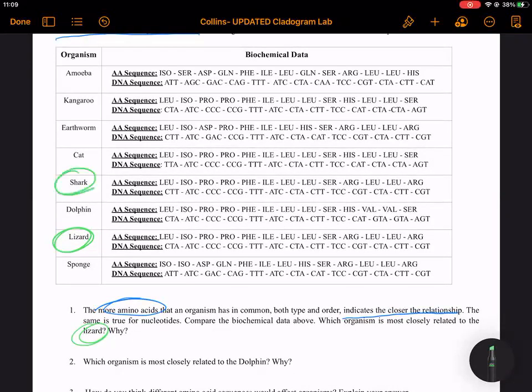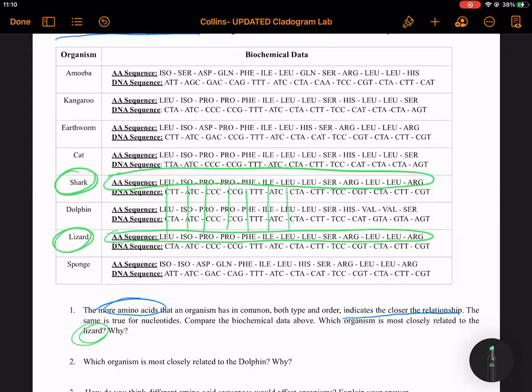Because they have the most amino acids. Right, so Ian says the shark because they have the most amino acids in common. So this one actually required you to look at the amino acid sequence of each of these organisms and figure out which one was the closest. Well, let's look and see. So let's compare these amino acids. So far, they're looking pretty identical. All right. And it looks like you're correct because we see that they actually have the same amino acid sequence.